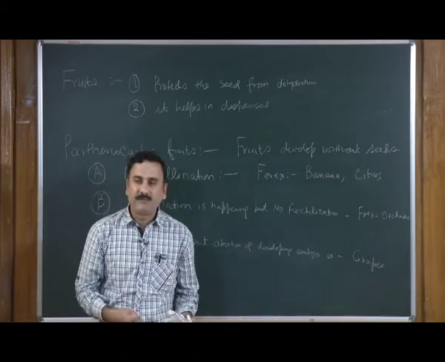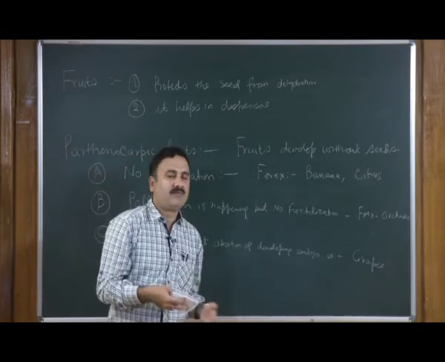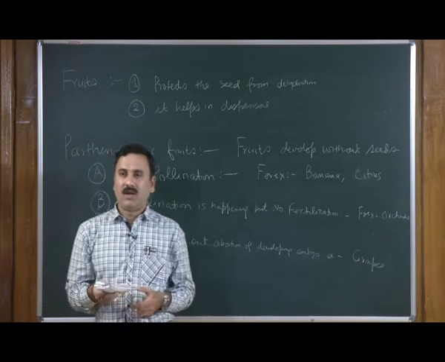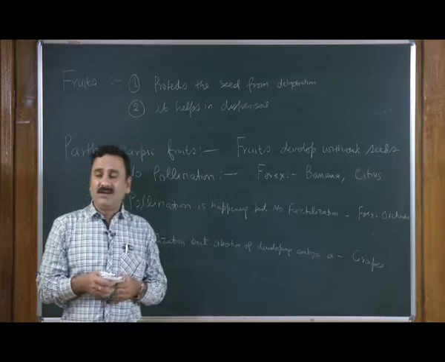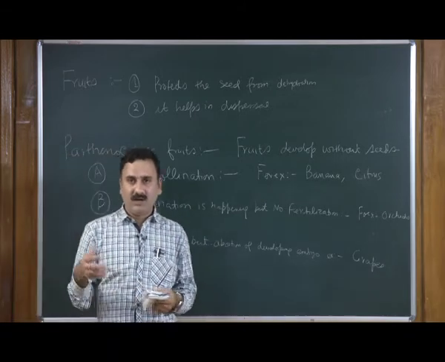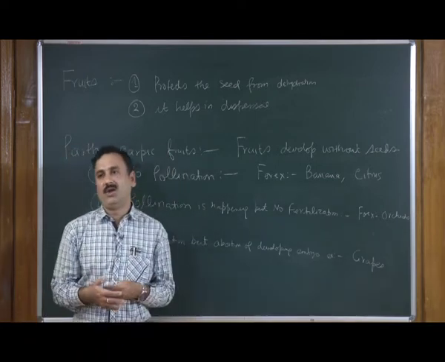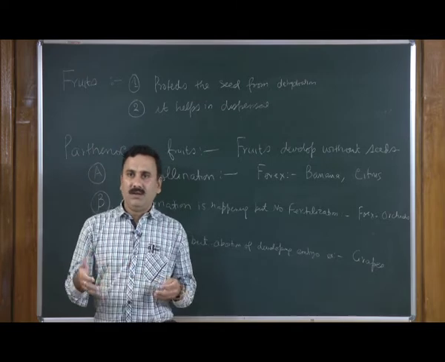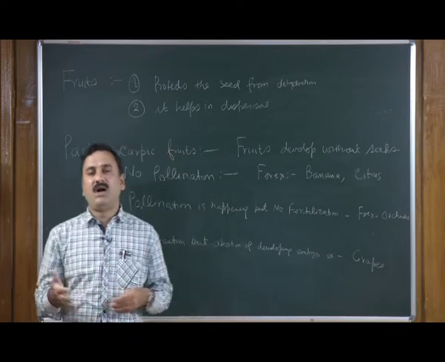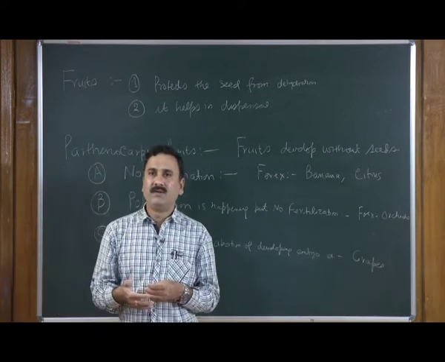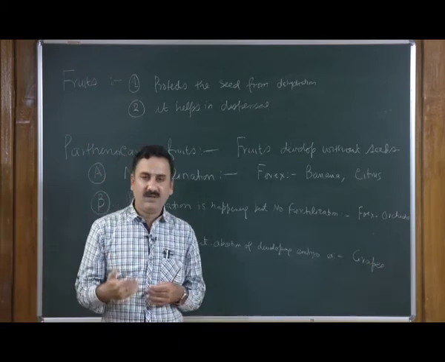So, parthenocarpy is a natural phenomenon. It happens in some classes of plants, and it allows the plant to produce fruits without having seeds. Because these plants are devoid of seeds, this phenomenon has a very high economic value. Seedless fruits are always preferred because they become more tasty and it increases the economic value.